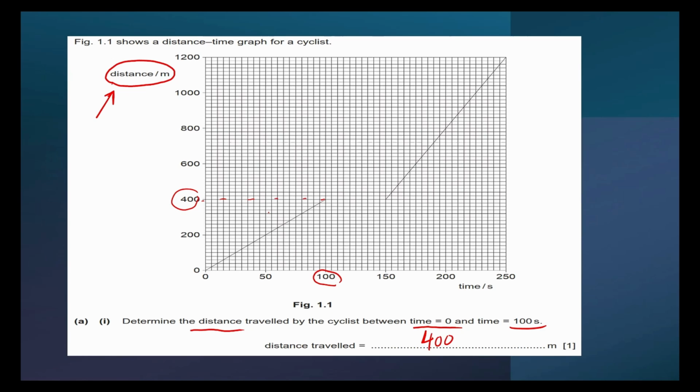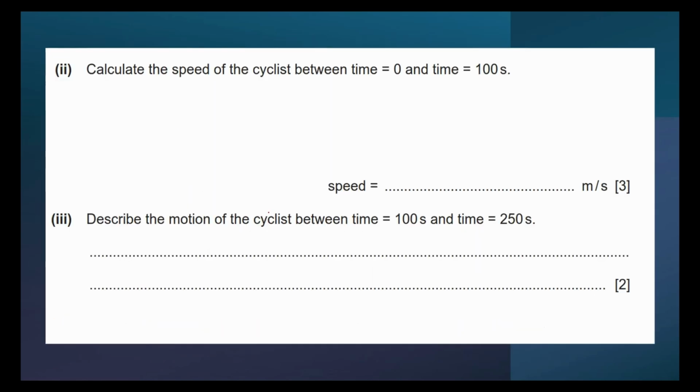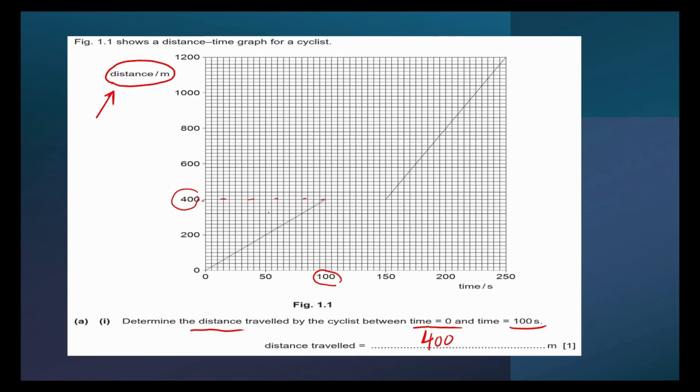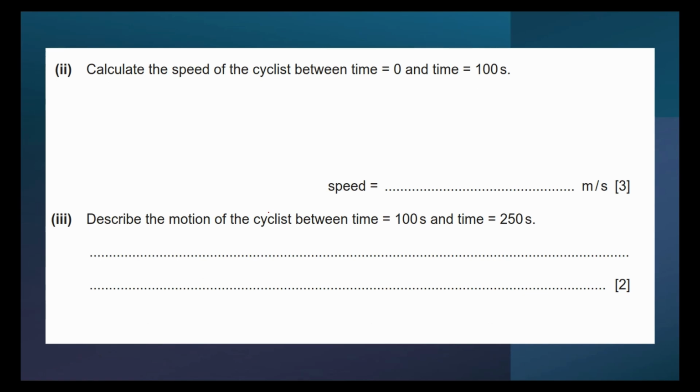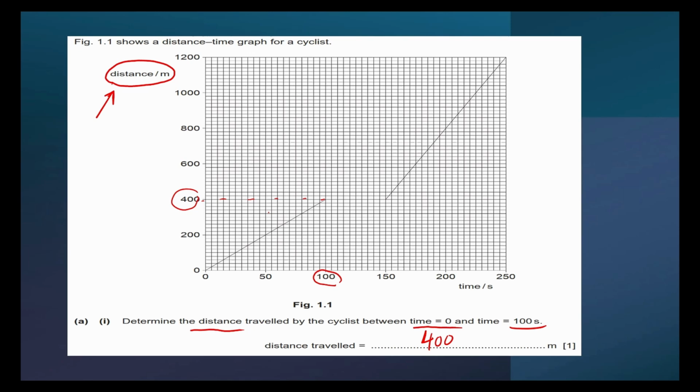Calculate the speed from the graph. These questions are about the graph. Calculate the speed of the cyclist between time 0 and time 100 seconds. This is a distance-time graph. If we want to get the speed, this means we are getting the gradient. Okay, the gradient equals rise over run.